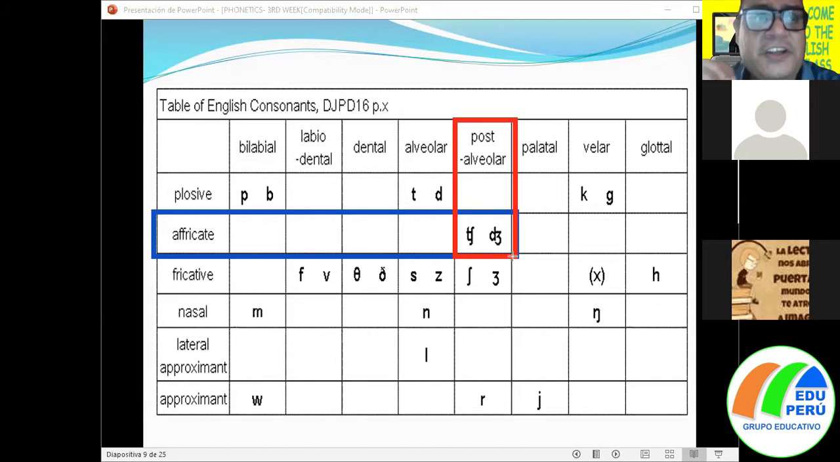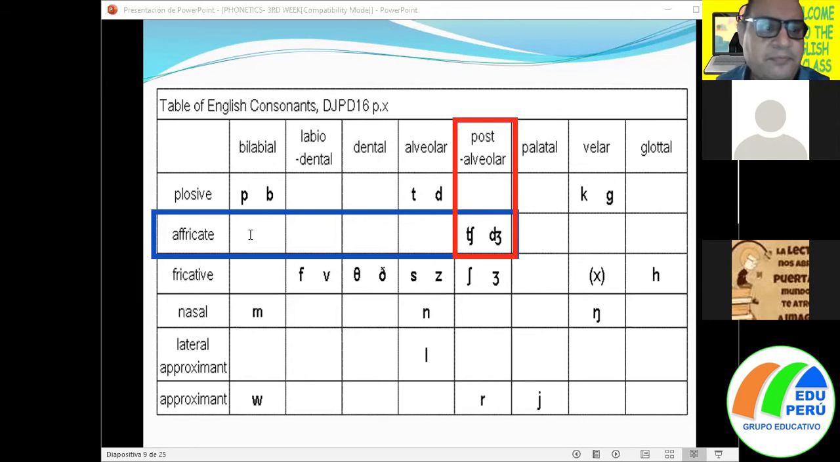The difference again here is the vibration. The first sound is voiceless. Ch, ch, ch. The second sound is voiced with vibration. J, j, j. So don't forget it. So these are affricate sounds. What is the characteristic? Remember, I'm going to write it here. What is the characteristic of affricate sounds?